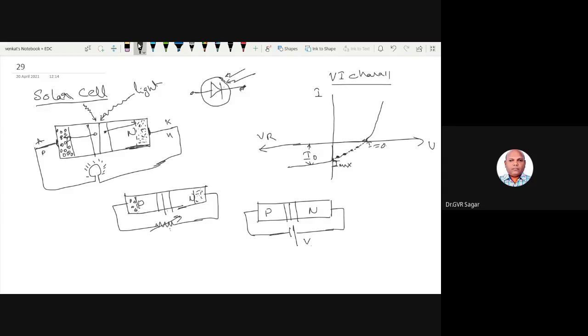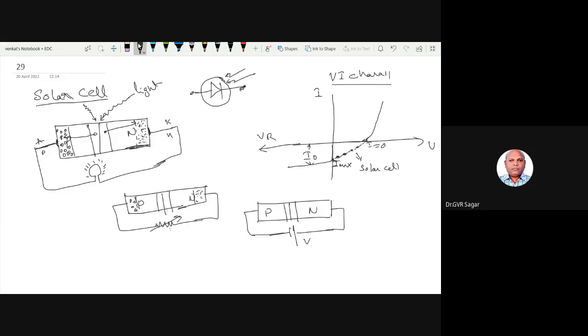So this is the region where we find the VI characteristics. A simple PN diode we can operate in forward bias, we can operate a reverse bias PN junction, and I0 is generated. In between these two, there is a region called the solar region. In this solar region, we can operate the PN junction, right? So this is the simple VI characteristic.